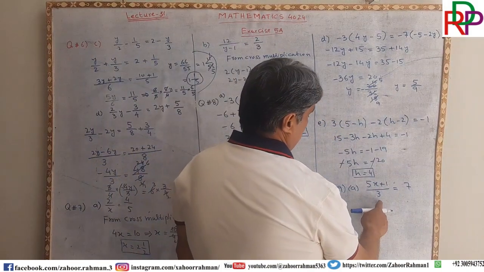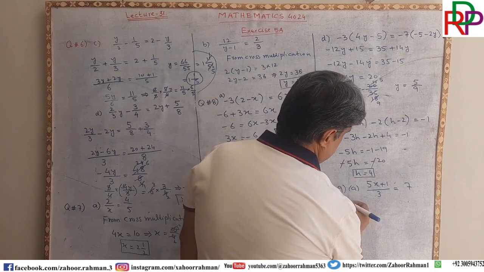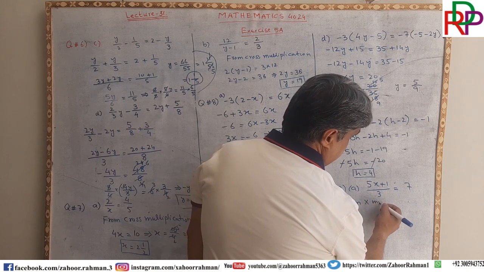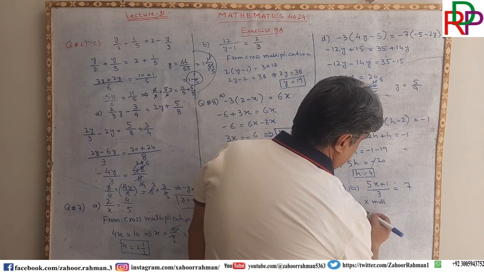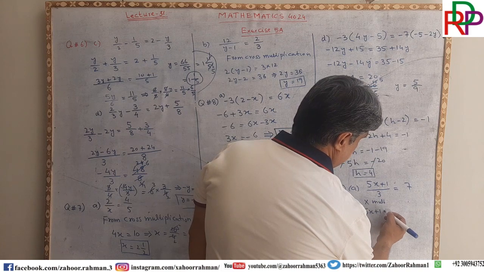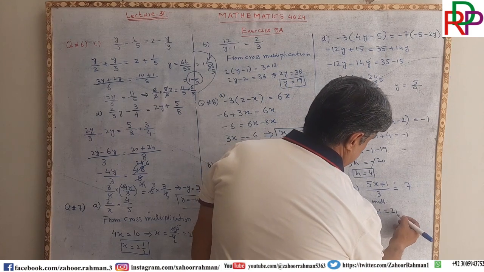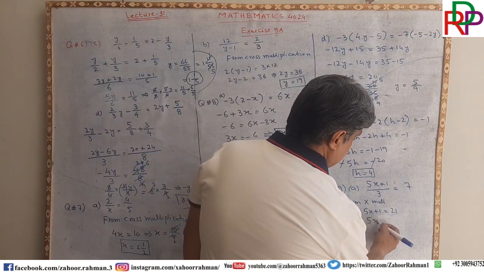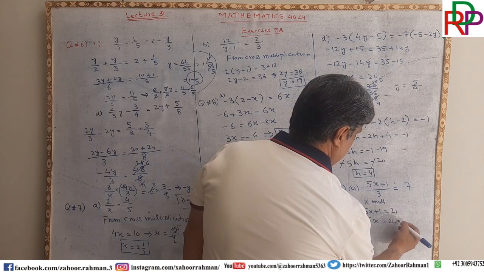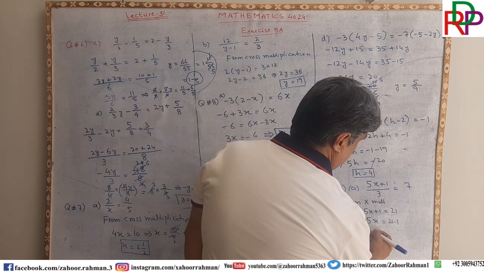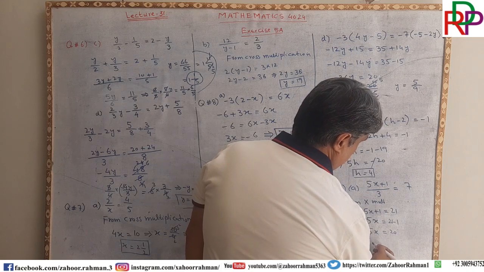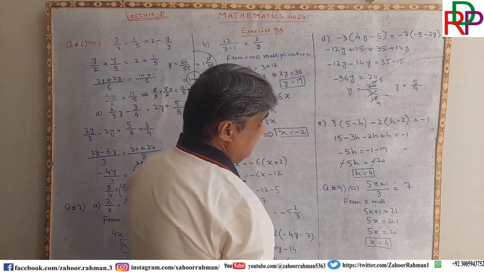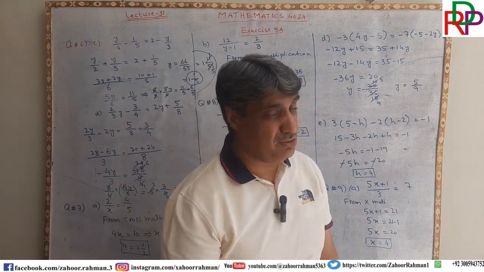Now we have to shift this to the other side. So from cross multiplication, we are having 5x plus 1 is equal to 3 sevens are 21, and then 5x is equal to 21 minus 1. So 5x is equal to 20, and dividing both sides by 5 will give you x is equal to 4.